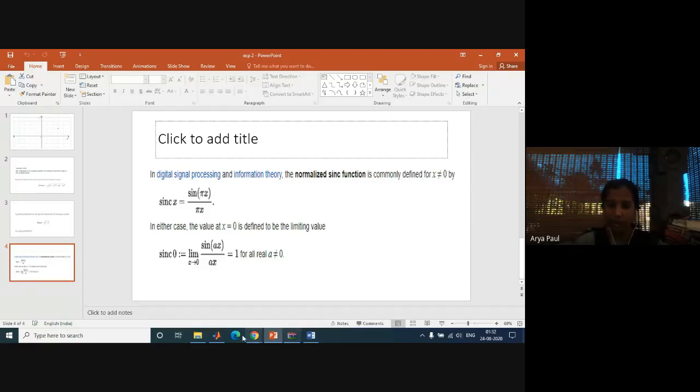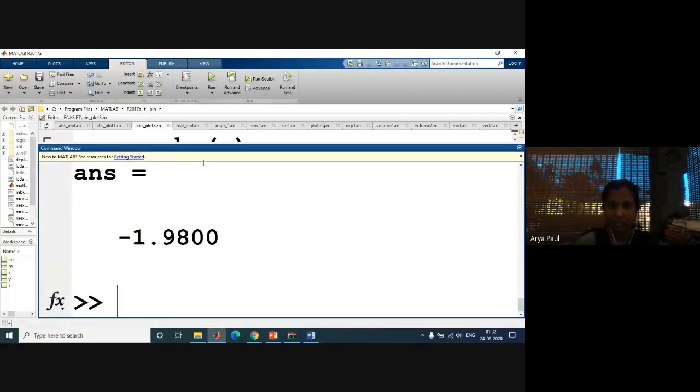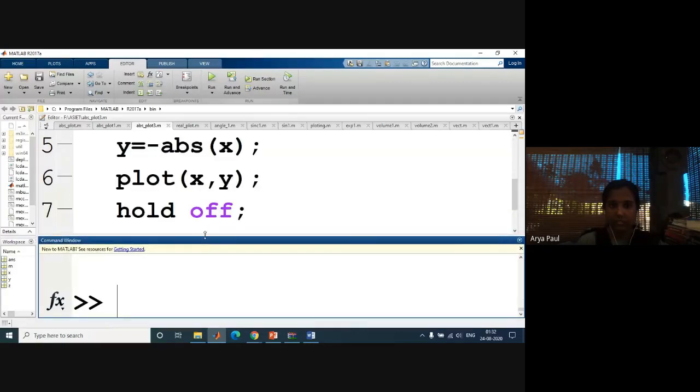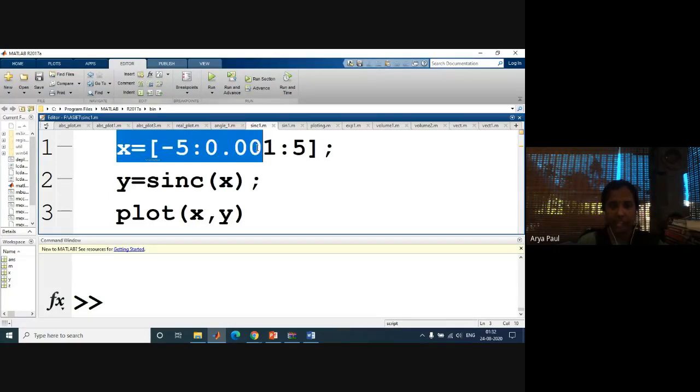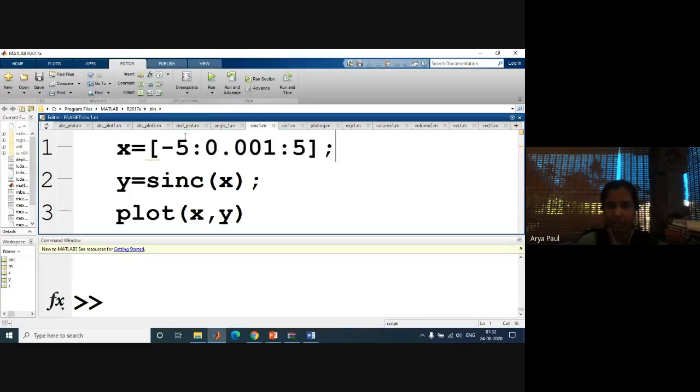Okay, now just plot the sinh function. You just proceed with x. X you can define anything. Okay, I am defining it as minus 5 to 5. What is the meaning? Minus 5 is the initial value, 5 is the final value, increment point not 1.